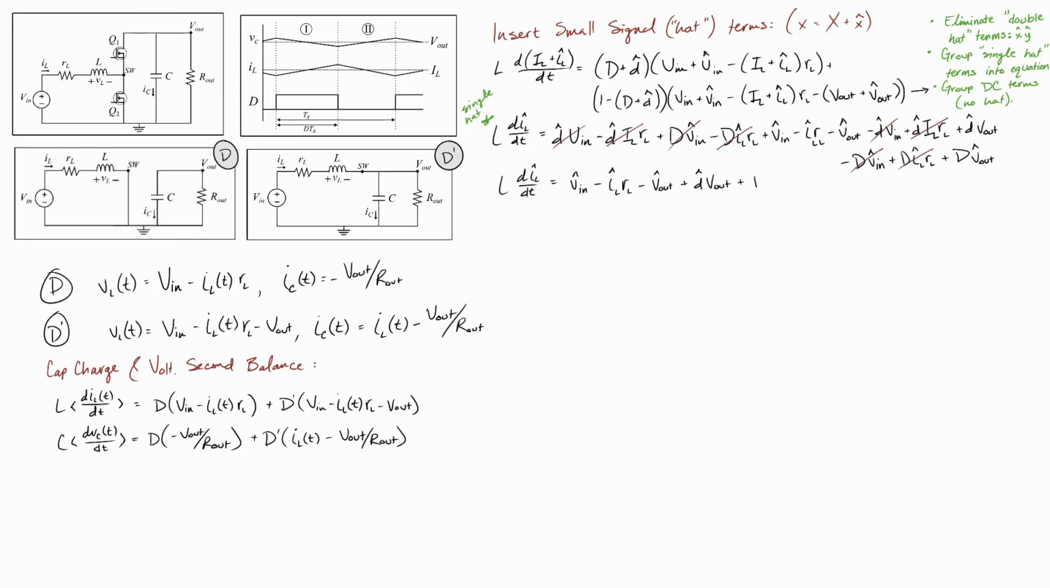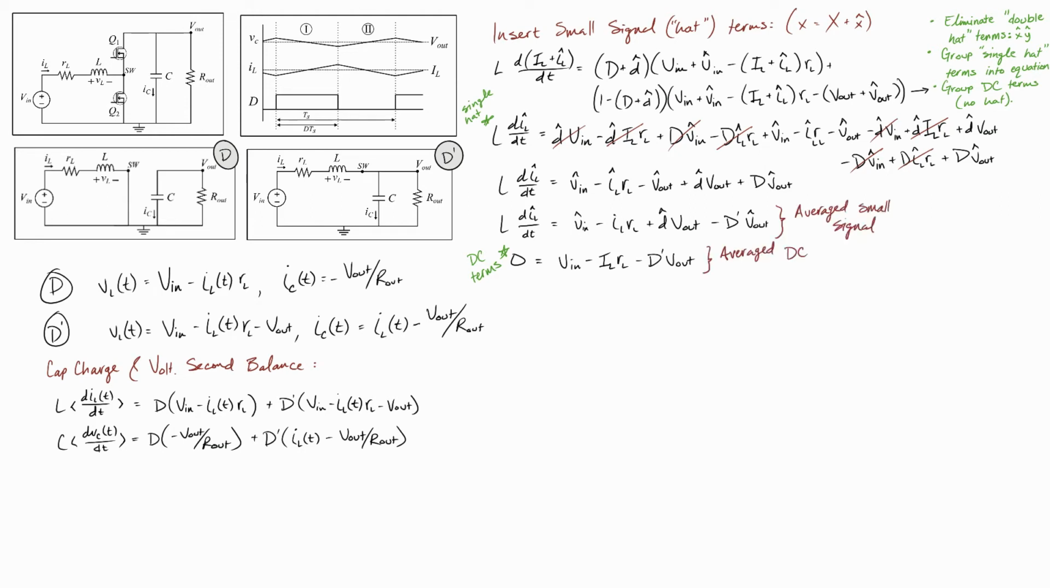So now we can begin simplifying. We will reduce this down and then reduce it down one more time by combining these V out hat terms. And then we'll write the DC terms into an equation of their own. And at this point, what you have is an averaged small signal equation and an averaged DC equation. And both of these equations that I've just underlined in yellow come from the volt-second balance equation.